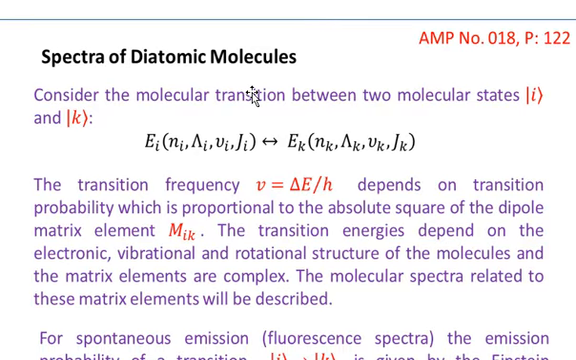Spectra of diatomic molecules. Consider the molecular transition between two molecular states, the ith state and the kth state. Here I am considering two molecular states and a transition between these two states. So Ei is the energy corresponding to the ith state, depending upon the quantum numbers Ni, capital Lambda i, Vi, Ji. Capital Lambda i is the projection of the orbital quantum number L on the internuclear axis, or on the Z axis.